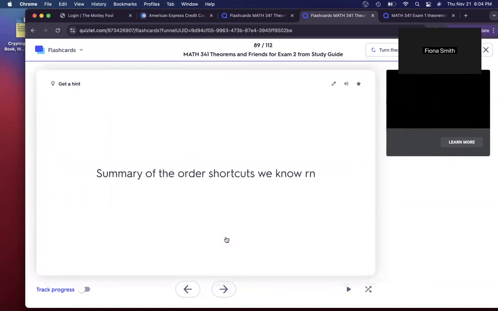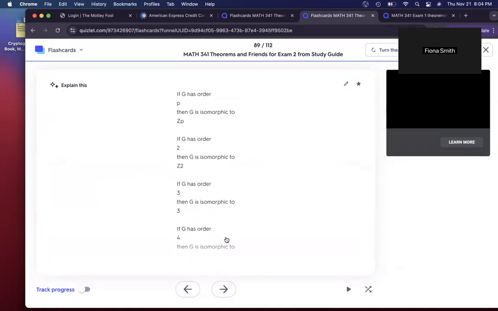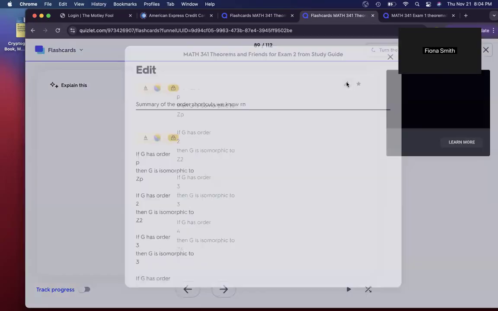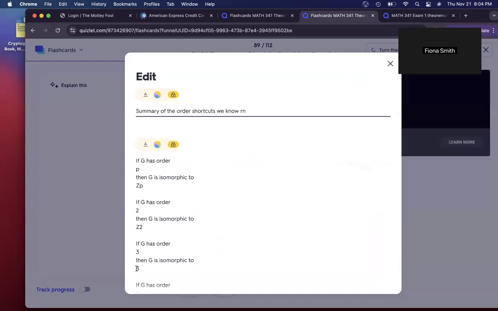And the summary of those 3 shortcuts I just said, and all of the other ones that were in the notes from class. So if G has prime order p, then G is isomorphic to Zp. If G is order 2, G is isomorphic to Z2. If G is order 3, G is isomorphic to, pretty sure I meant to put Z3 there. Maybe I'll do that right now, because that's important.